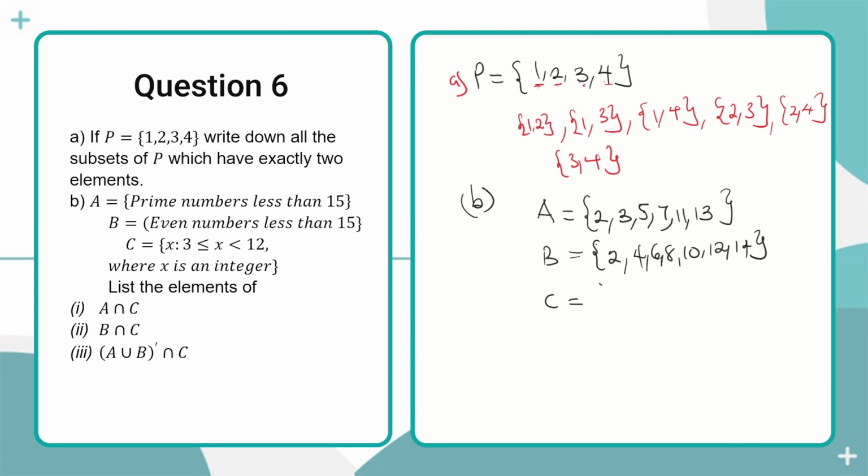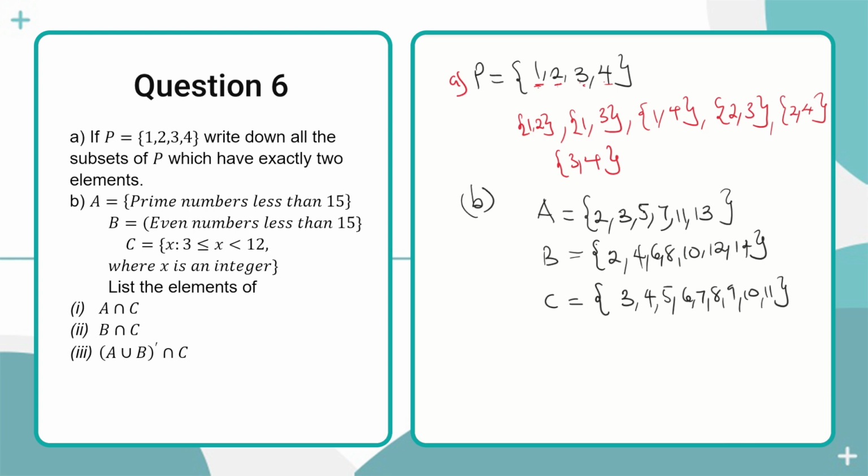And then C, they've given us a set notation where we have an inequality. So it begins with 3 because it's 3 less than or equal to. So it begins with 3 and then it moves on to 4 because they are integers, positive or negative whole numbers. Then we have 5, 6, 7, 8, 9, 10, right? We have 11, so it's less than 12 because there's no equal to sign, so we end at 11, right? So we have listed the elements, that is for the B.